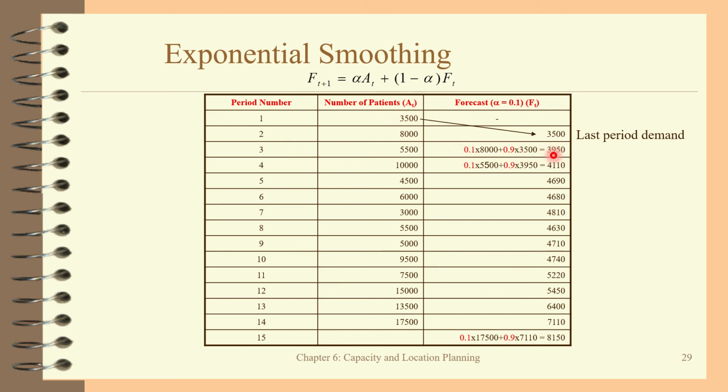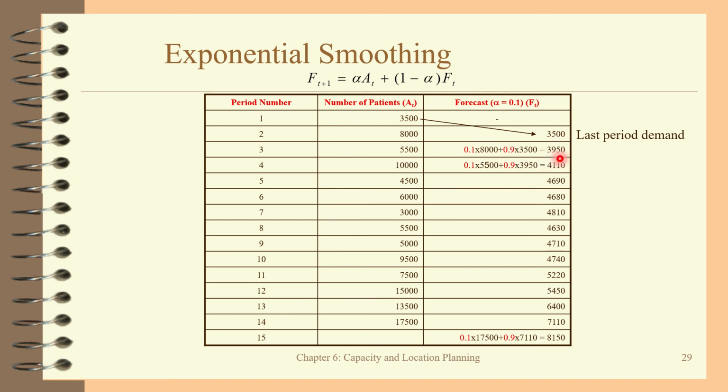You are in period 2, and you want to find the forecast demand of period 3. F3 is equal to 0.1 multiplied by A2, right? A2 is equal to 8,000, plus 1 minus alpha. 1 minus 0.1 is equal to 0.9, multiplied by F2, that is 3,500.